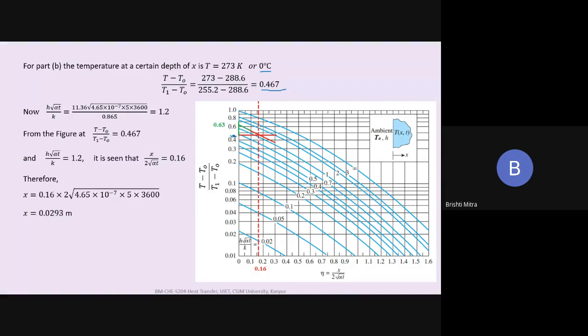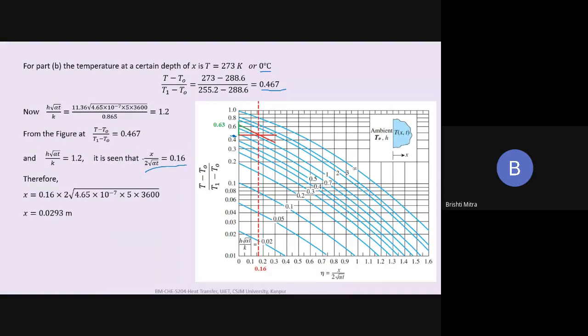So suppose we have found that out. And then we also know that h by square root of alpha t by k, which again we have to calculate after 5 hours, so the time remains the same, is equal to 1.2. So we go from this one line and find the imaginary line of 1.2, which I'm drawing out here, and here we have 0.467. The intersection of that, if we drop it at the bottom, then this term, x by 2 square root of alpha t, comes out to be 0.16.